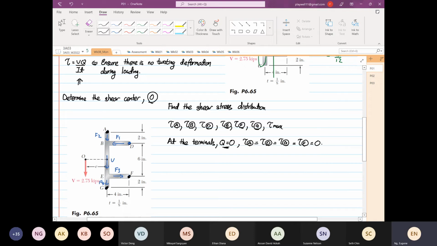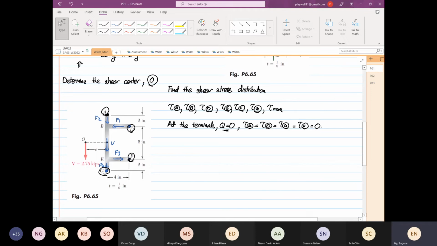So we know that the shear stress at point A, point D, point F, and point G are all equal to 0, because the first moment of area is equal to 0 and they are at the terminal. Okay, I'm going to start from there and carry on. Now we are going to find the stress at point B.